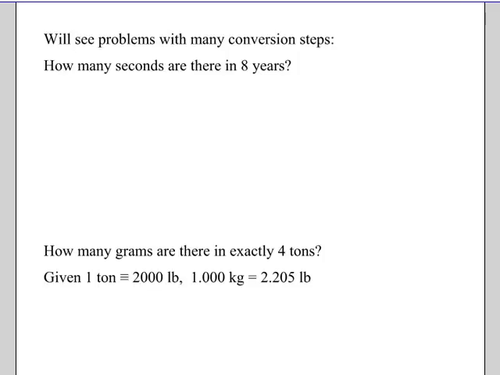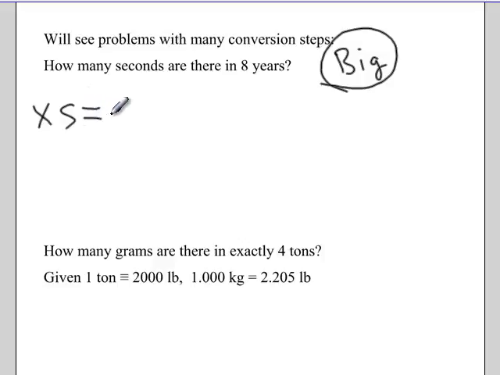More dimensional analysis problems. Here's a question where we're trying to calculate the number of seconds in 8 years. Thinking about the answer, before we do any calculations, we know the answer has to be a big answer for it to be reasonable. So we're going to have the unknown, x seconds, set that equal to the known, 8 years.